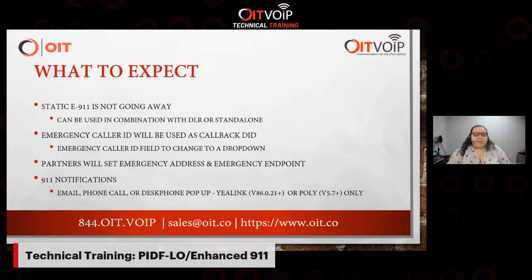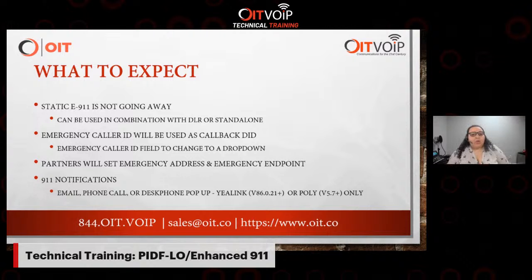Partners will also be able to add emergency addresses and emergency endpoints. The emergency address is the address that is going to be defined for emergency services to know where to go. The emergency endpoint is more of a billing address, and it is also where you will define the callback number that is assigned to that user. So it's going to be more of a two-step process than traditionally that would have been with static E911.